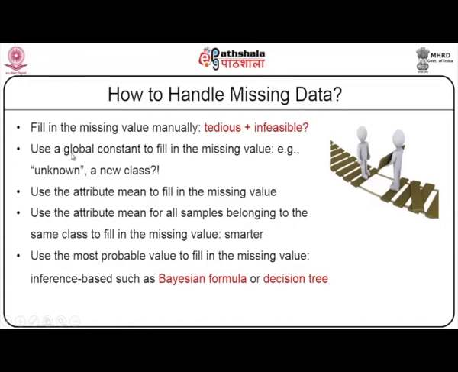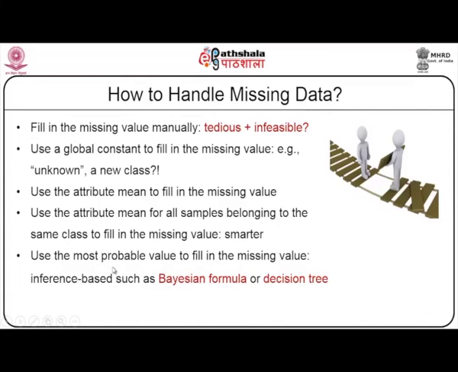Use a global constant to fill in the missing value. Say, for example, we have a constant value called null, but null is majorly not accepted, so we can type it as unknown, which tends to be a new class that could be used instead of null values. Use the attribute mean to fill in the missing value. Use the attribute mean for all samples belonging to the same class to fill in the missing value. That becomes a smarter approach.